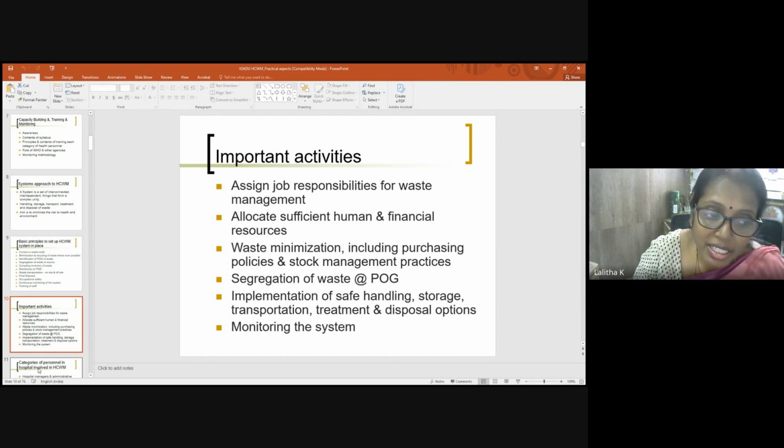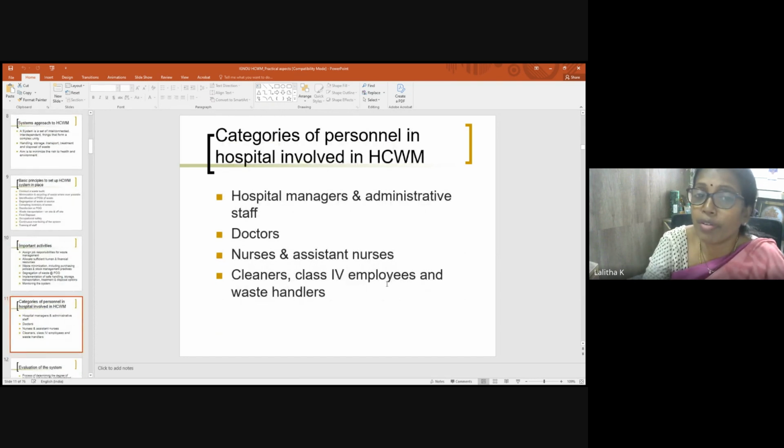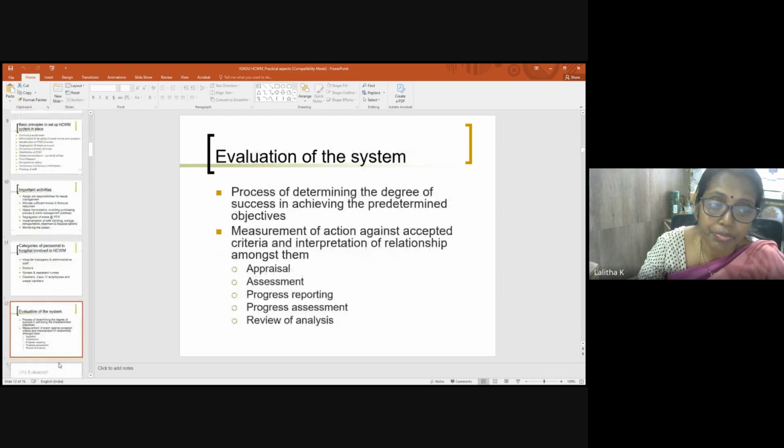Now, which categories of people are involved? We know everyone is important, from the hospital managers to the administrative staff, doctors, nurses, cleaners, class 4 employees and waste handlers. You can see that all of them are important and all of them have a responsibility to play, which we will discuss a little later.